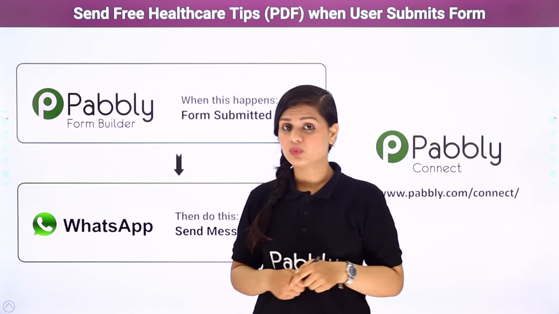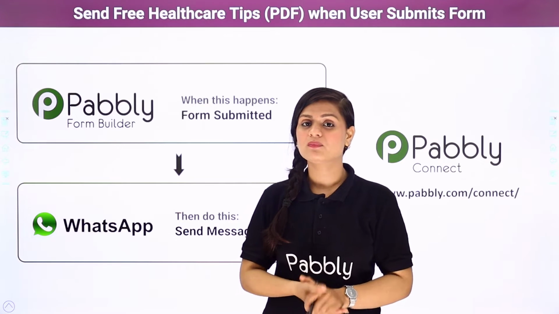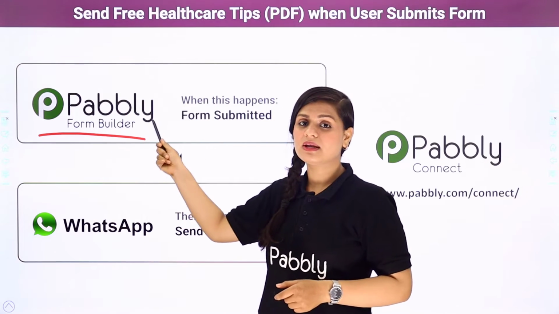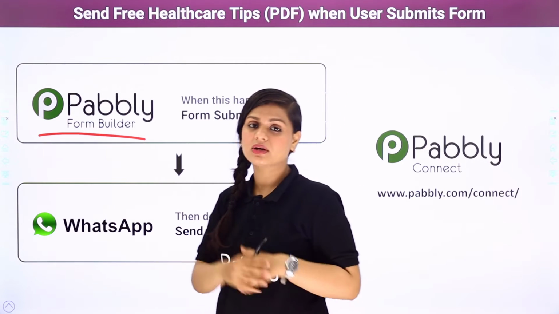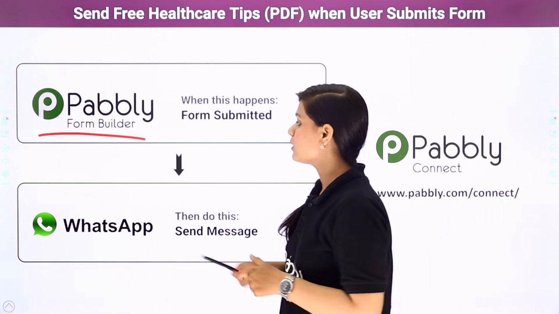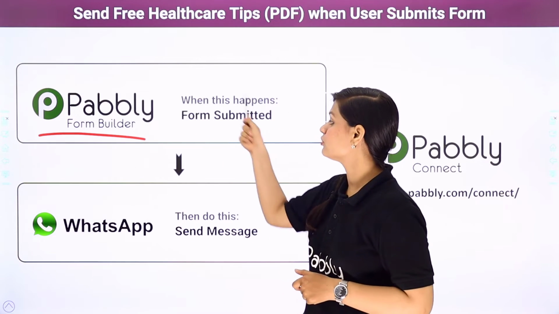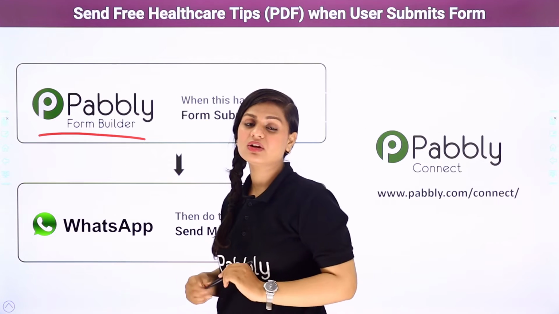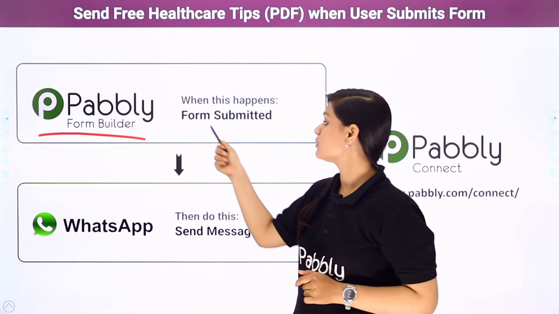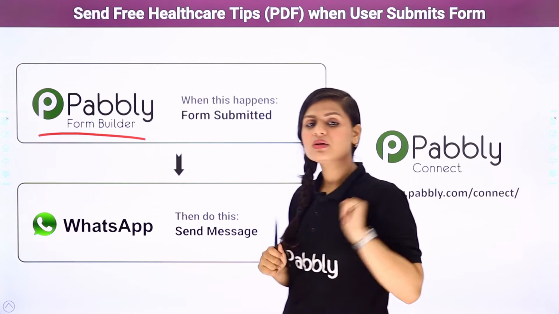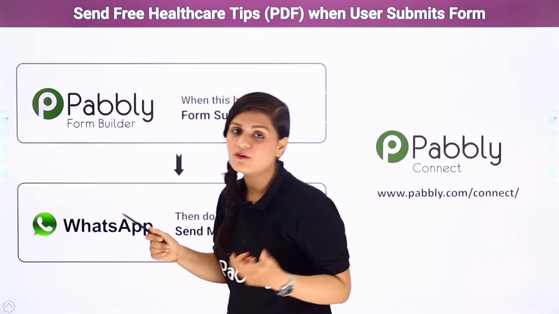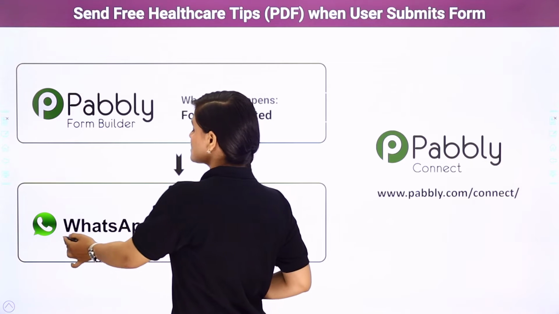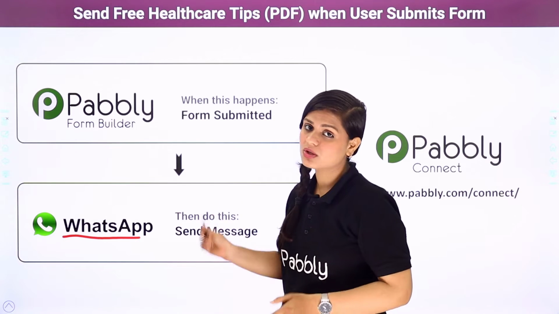So here let's first understand what are the software applications I am using. So here I am using Pabbly Form Builder. Pabbly Form Builder is an online form building software from where you can create your own custom online forms. Here I am using Pabbly Form Builder for my users to submit their details. The idea is I have created a form using this software application, and that same form will be used by my users so that they can submit their details. Instead of Pabbly Form Builder, you can use Typeform, Jotform or any other form builder of your choice as well. And then I'm using WhatsApp, which is a famous chat application, to send the messages to the users.